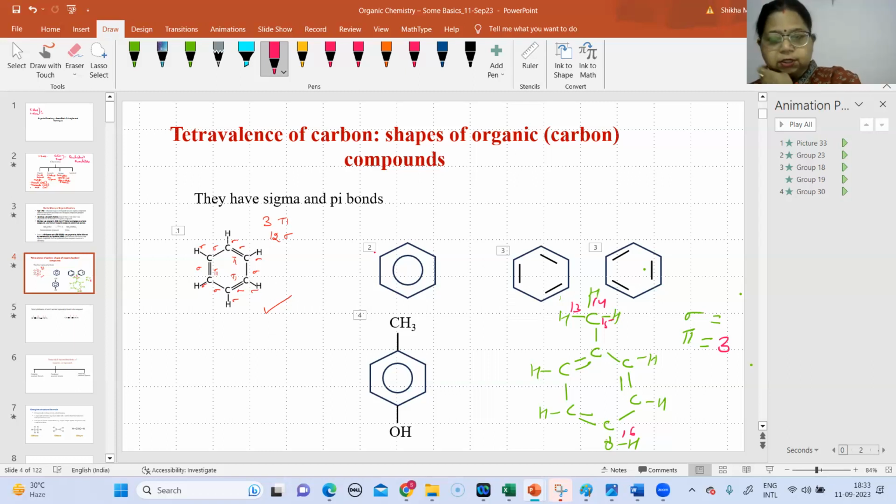Which one did you miss, Shweta? Why not count this carbon-carbon double bond? No, that would have affected your pi bond count. I'm talking about how many sigma there are. Okay, good. So all of us are on the same page. All of us have got the correct answer. Good work, right? So it has got 16 sigma and 3 pi bonds.